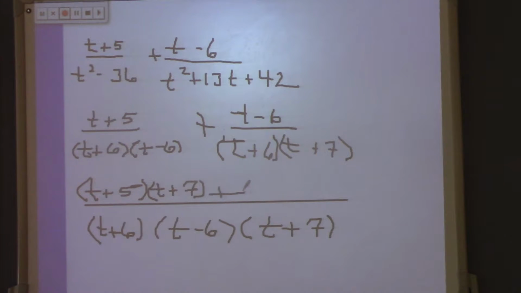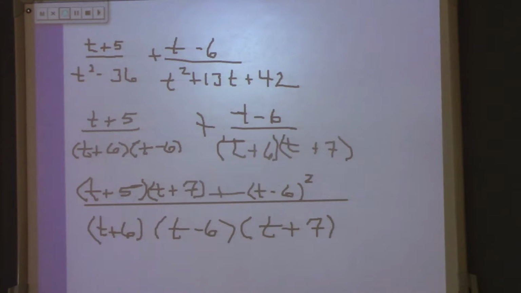And what's missing out of this group right here? Be t minus 6 times what? T minus 6, which is t minus 6 quantity squared. Now you don't have to write it like that. You can say t minus 6 times t minus 6, which is t squared minus 12t plus 36.